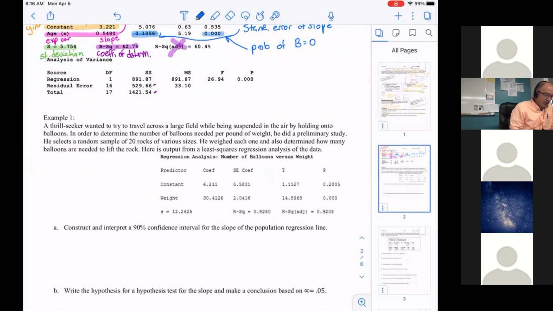A thrill seeker wanting to travel across a large field while being suspended in the air by holding on to balloons. In order to determine the number of balloons needed per pound of weight, he did a preliminary study. He selected a random sample of 20 rocks of various sizes. He weighed each one and also determined how many balloons were needed to lift the rock. Here's an output from a least squares regression analysis of the data.